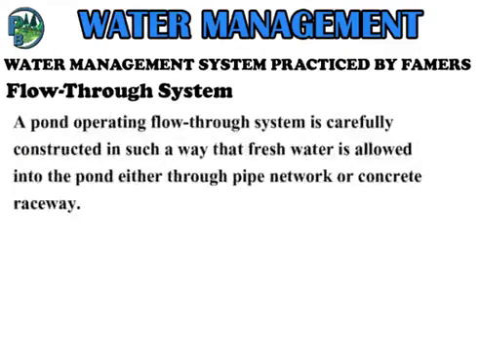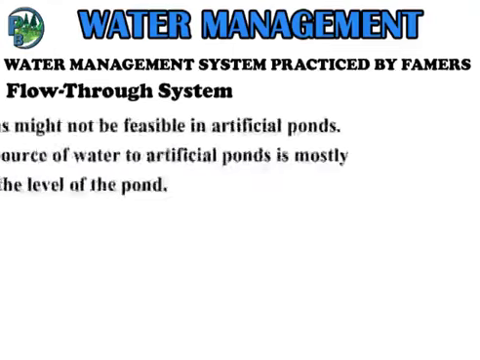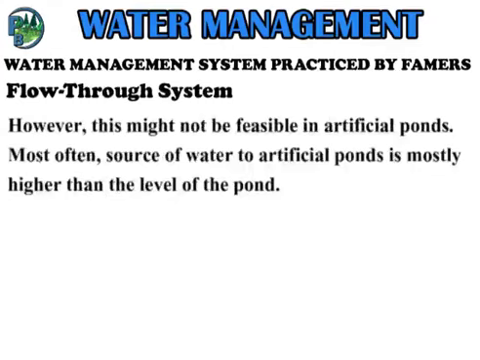A pond operating flow-through system is carefully constructed in such a way that fresh water is allowed into the pond either through pipe networks or concrete raceway. In earthen ponds, flow-through system can be operated manually by linking the source of water, be it from a stream, river, dam, etc., to a receiving pond from where other ponds get the share of water. However, this might not be visible in artificial pond.